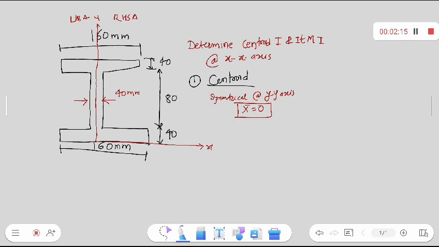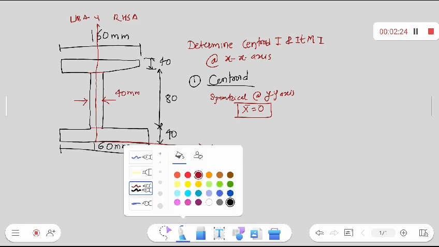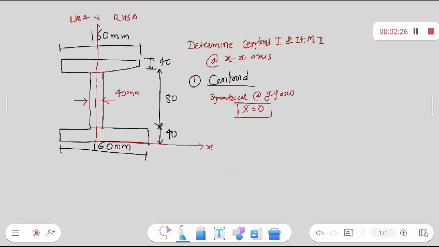Now, this completes my half portion of the centroid. This T shape is an unknown shape, so I am going to divide it into known shapes. Now this is divided into how many parts? 3 parts: one rectangle, second rectangle and third rectangle.